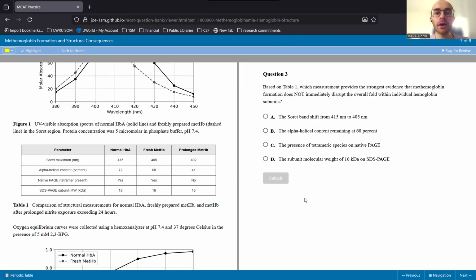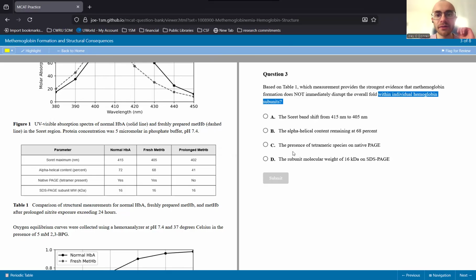Question 3. So we're asked about a knot, and we always highlight our knots because we don't want to miss them. Methemoglobin does not disrupt the overall fold within subunits. So we're not looking at tetramer changes in native PAGE, right? That's only possible if you have intact usual bonding, but so be it, right?